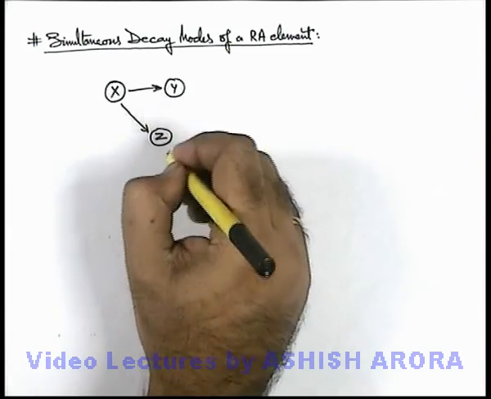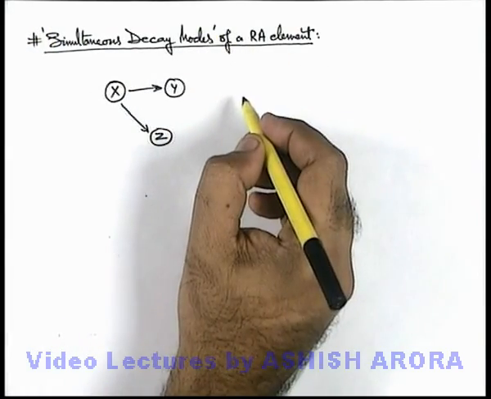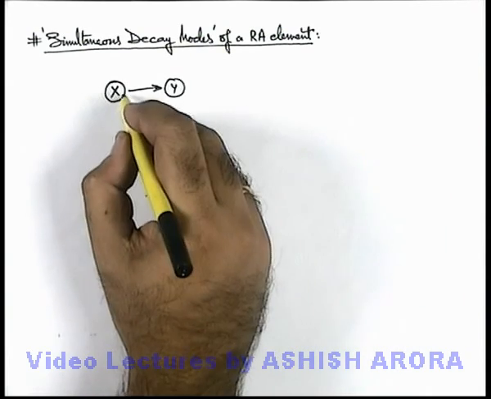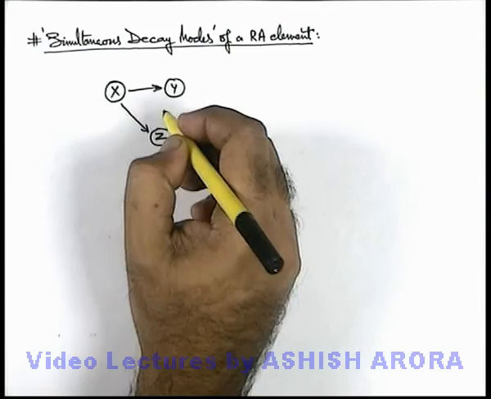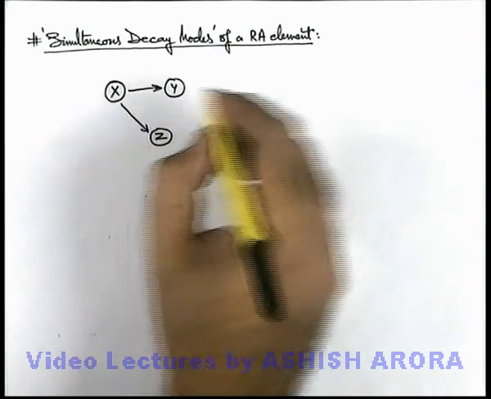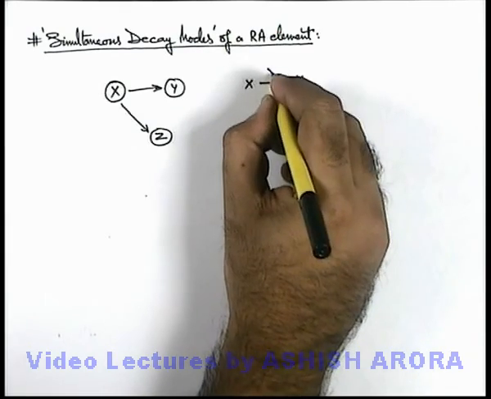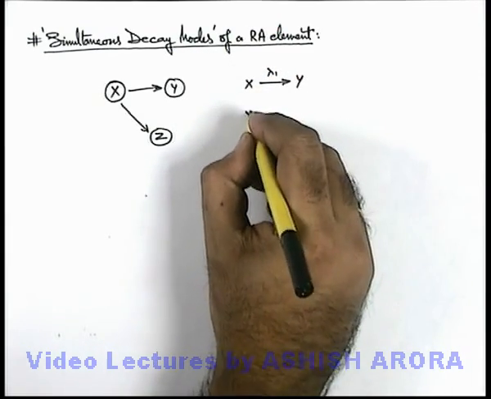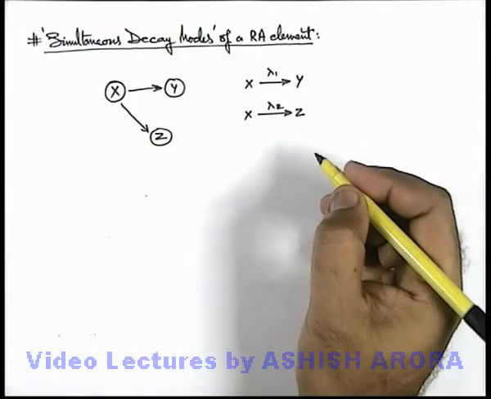And such kind of phenomena we call simultaneous decay modes of a radioactive element. And randomly any nuclei can be transformed to Y or to Z depending on the probability of decay. Say if X decays to element Y with a decay constant lambda 1 and X decays to element Z with a decay constant lambda 2.